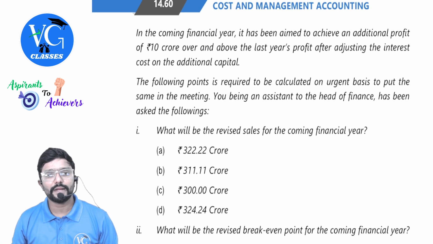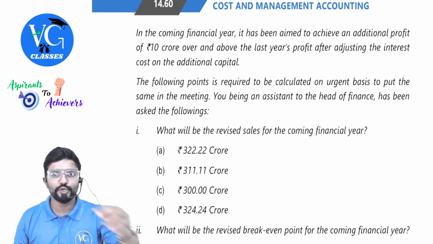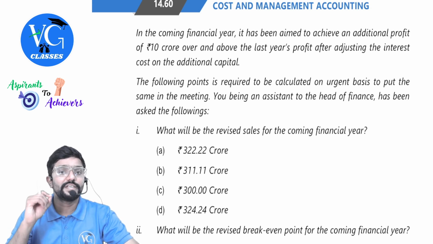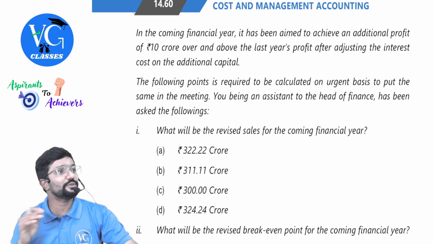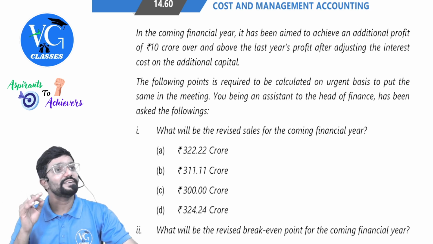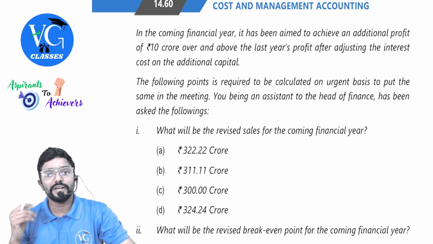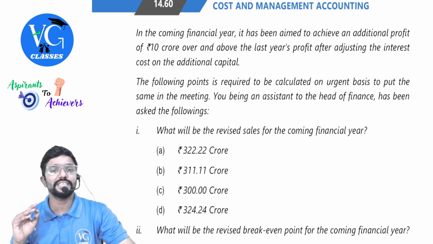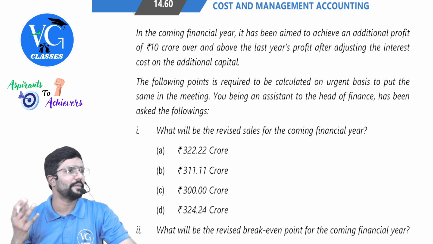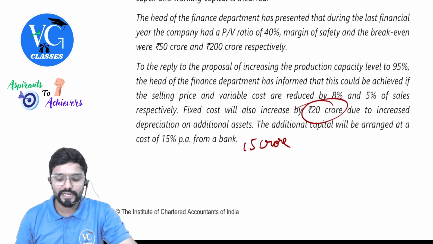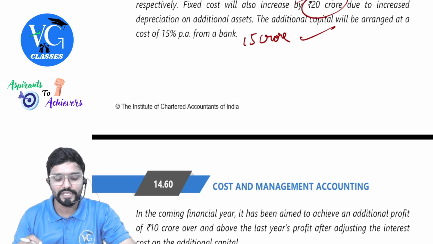In the coming financial year, it has been aimed to achieve an additional profit of 10 crore. They want to earn more profit of 10 crore. Whatever the present profit is, plus 10 crore, over and above the last year's profit after adjusting the interest cost on additional capital. Obviously, you have to claim that as an expense, a 15 crore increase in cost.